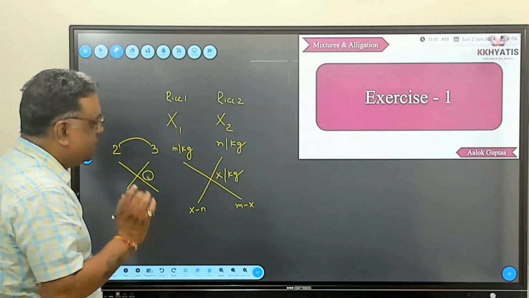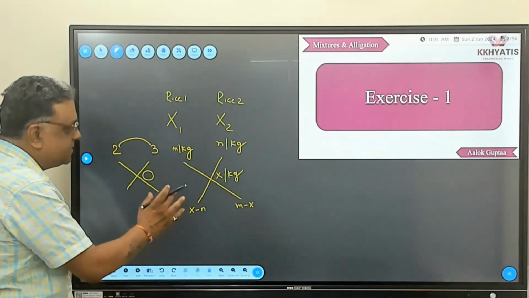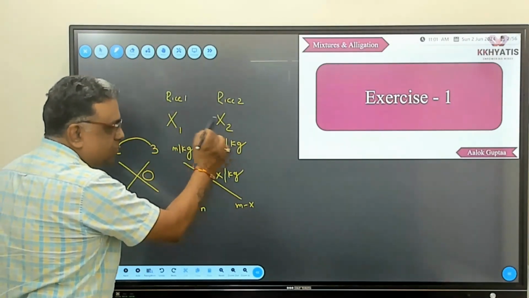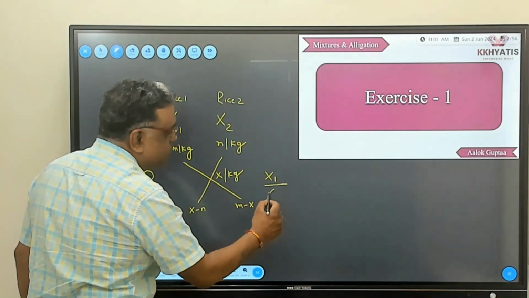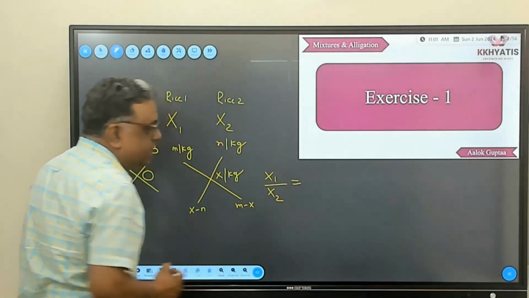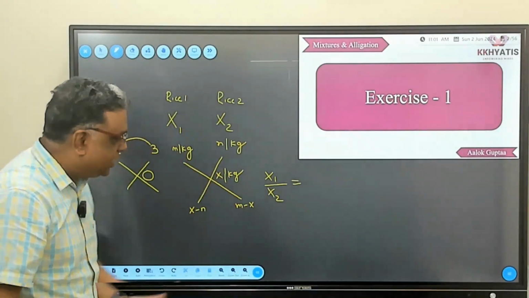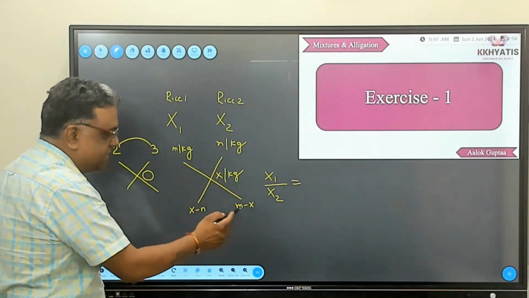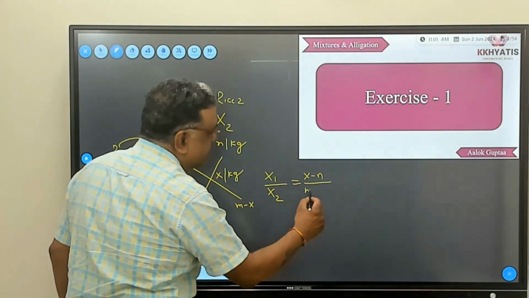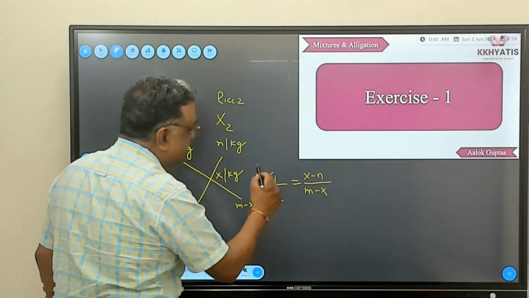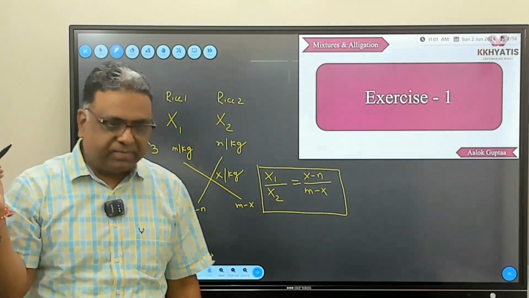The concept of alligation is very simple. It says the ratio of the quantities in which they are mixed, which means x1 upon x2, is the same as the ratio of the differences of the rates, that is, x minus n upon m minus x. This is one fundamental of mixtures and alligation.